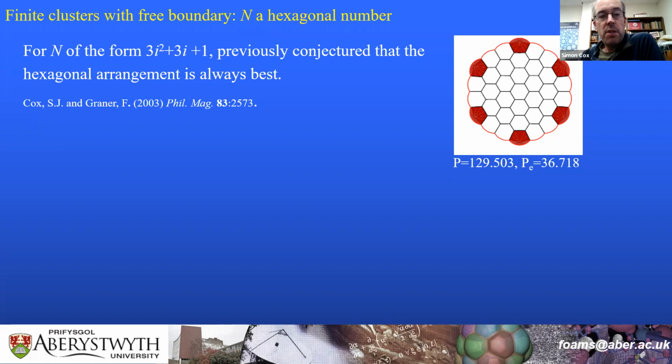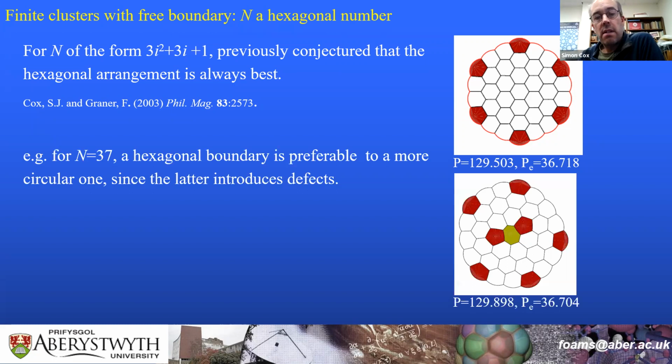So hexagonal numbers of the form 3i squared plus 3i plus 1, comparing the periphery 36.718 with a circular cluster with a lower periphery but a higher perimeter. So the question was, is there a value of n above which the preference for perfect hexagonal arrangement fails because the periphery is so much longer?